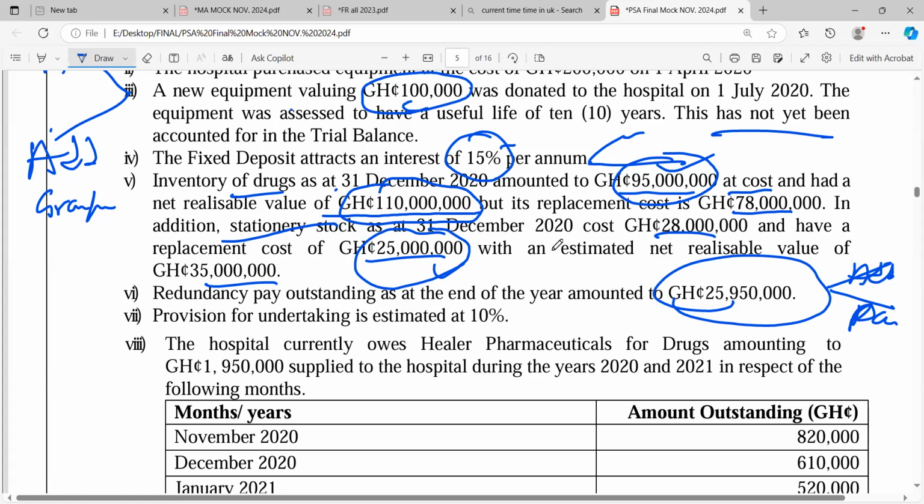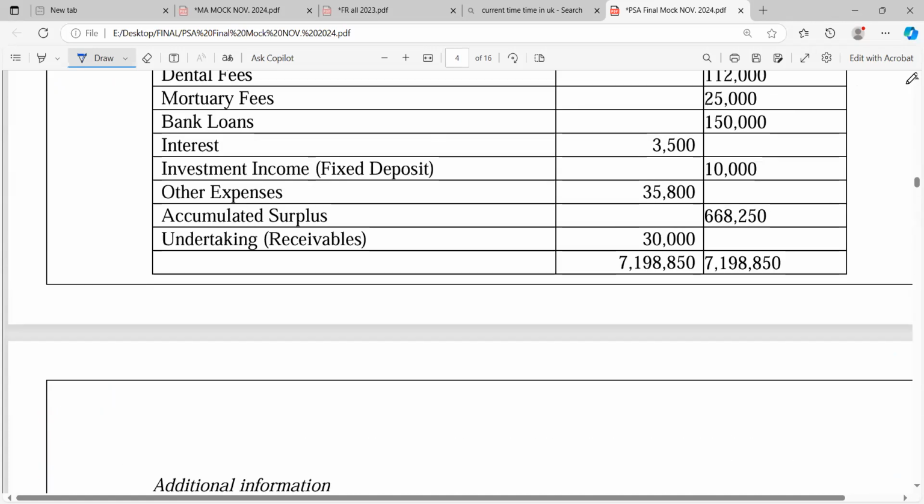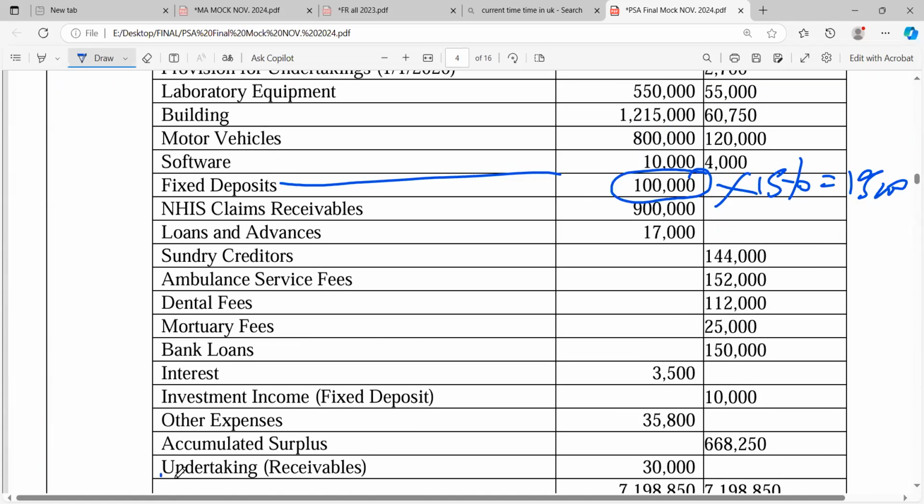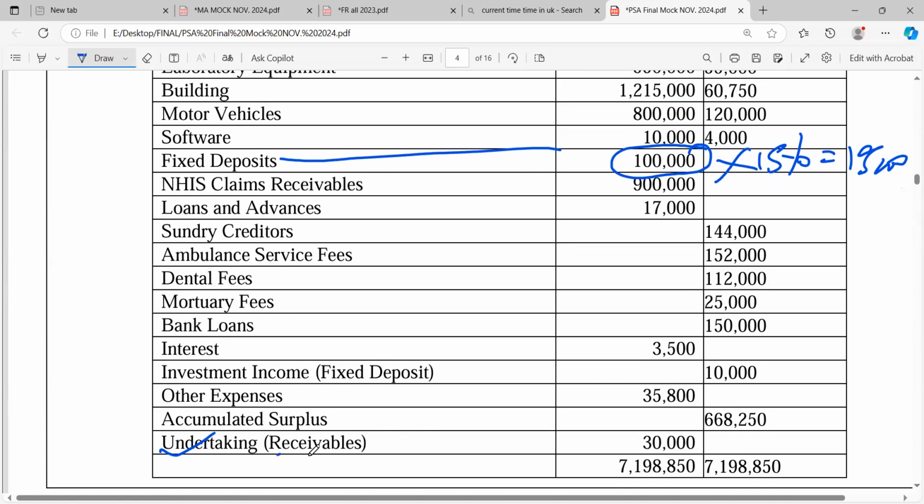Provision for undertakings is estimated to be 10%. Go to undertakings, which is the receivable. In a hospital fraternity, their receivable is called undertaking. So go to the balance sheet. They say undertaking, and the examiner is good, he said undertaking and he said receivable. If the examiner wants trouble, you could have just claimed the receivable here and written undertaking. That is the last item on the trial balance.